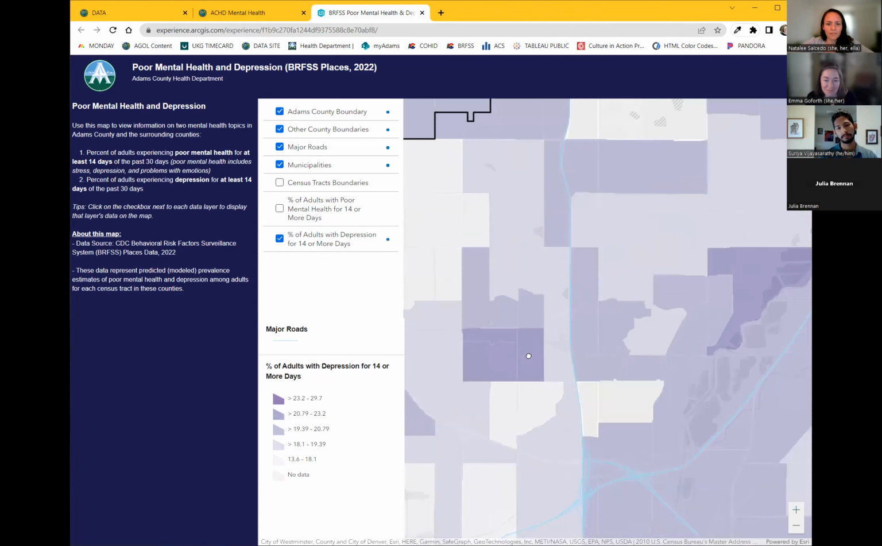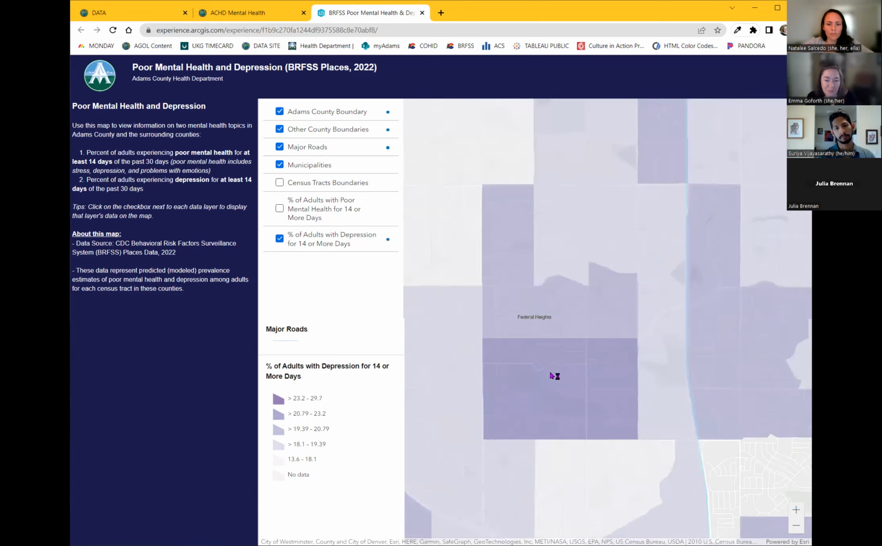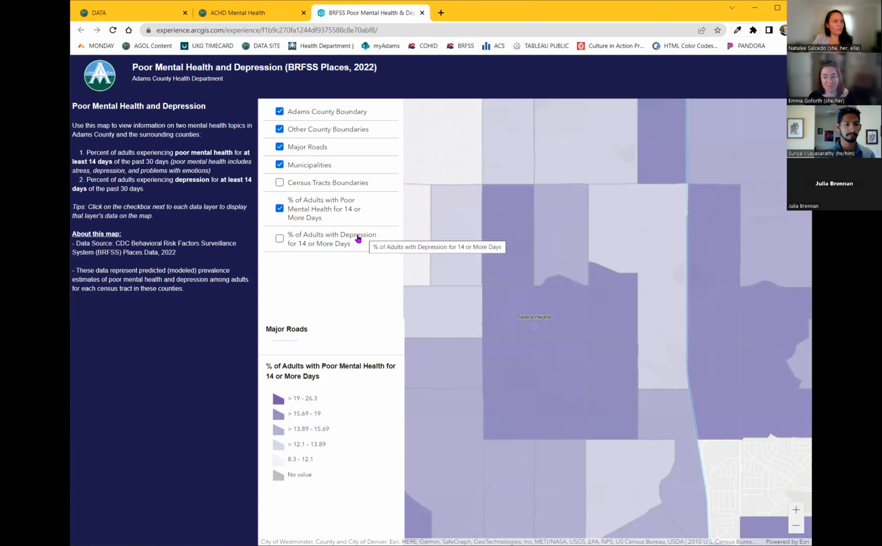But you can see if you zoom into the Federal Heights area, like let's say that's an area you have a lot of work in, or an area you're particularly interested in, you can see these areas of the map have darker colors in them, which means they have a higher percent of adults with depression. So maybe you know of things going on in this area. And let's say you also want to see overall, maybe not specifically depression, but overall, what's the percent? Do these areas also have other poor mental health issues that they're dealing with? So you can click on that map and it shows you, yes, they do. So both of these maps show that this area in particular in Federal Heights has a high percentage of adults who struggle with poor mental health or depression for more than 14 days.